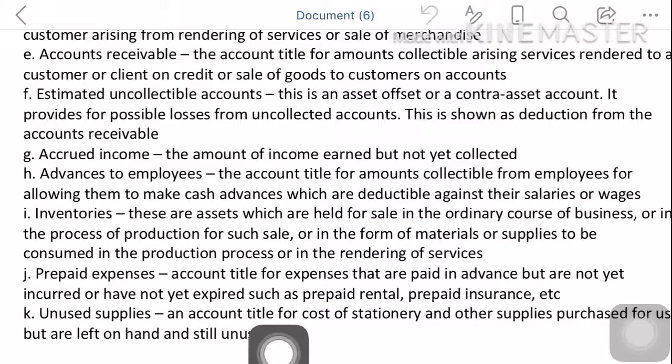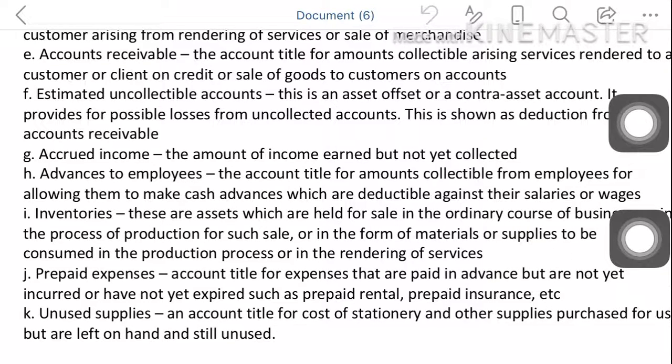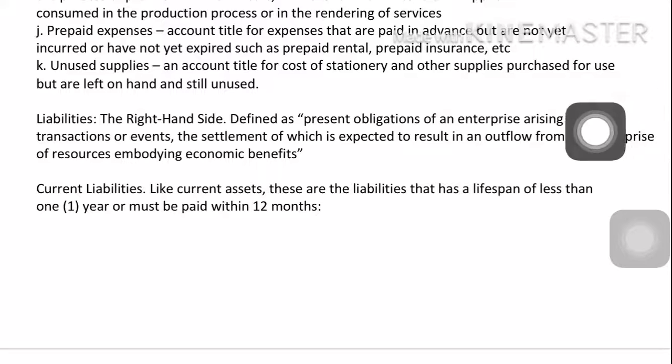These are the account title for cost of stationery and other supplies purchased for use but are not left on hand or still unused. So, kanina siya is kapag purchase nimo pero wala siya nagamit. So, next is ang liabilities.